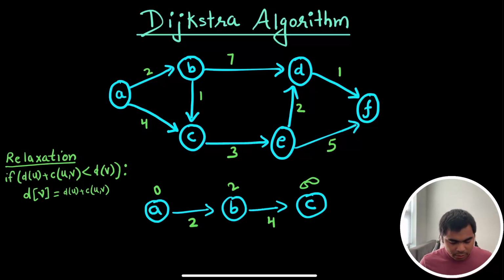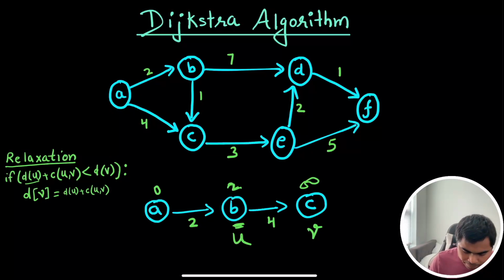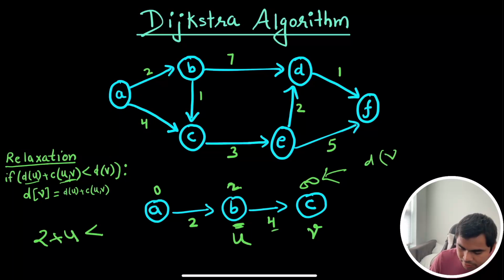Now what we're gonna do is relaxation. Relaxation is basically, if there is the distance from A to B, I can call it maybe distance U. This node is U, and then we have this node V. So now if the distance this has from our source, now this is 2, if 2 plus the cost from U to V, what is the cost from U to V? 4. If 2 plus 4 is less than the distance of V, the distance of V is this, infinity.